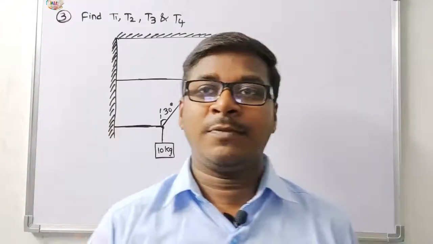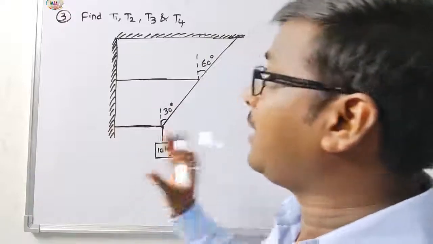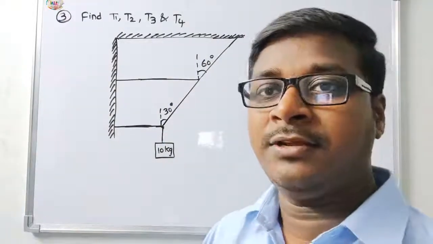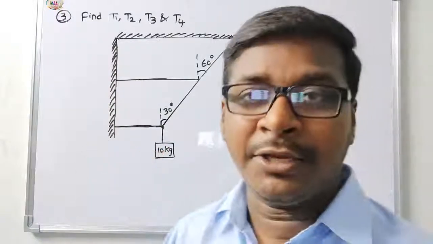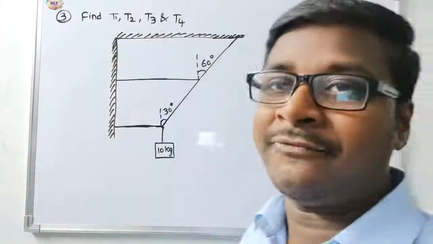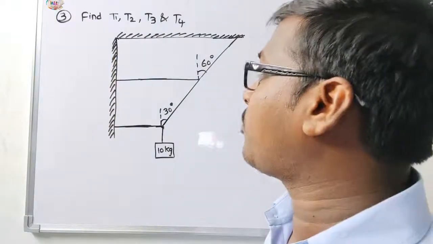Now discuss the third problem. It's a very different type of problem. In the first problem we only discussed tension. In the second problem we found T1 and T2. In this problem there are T1, T2, T3 and T4. Very simple problem.